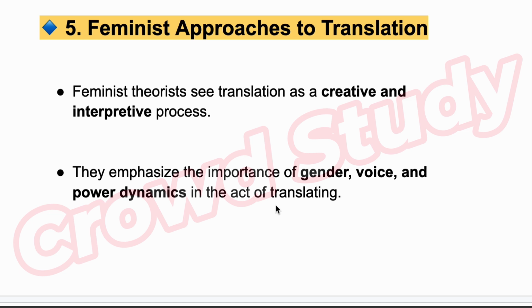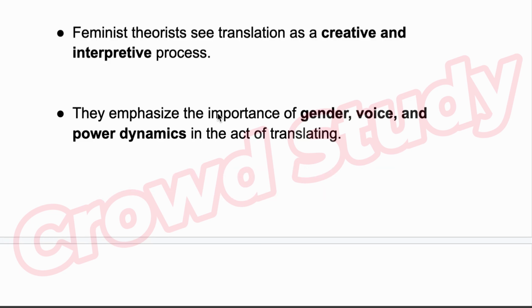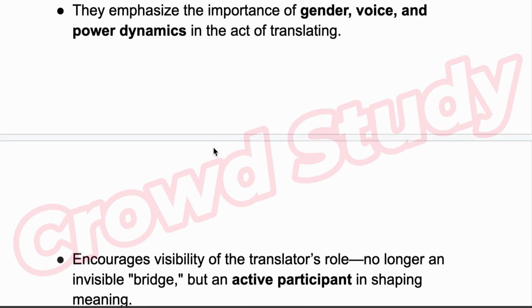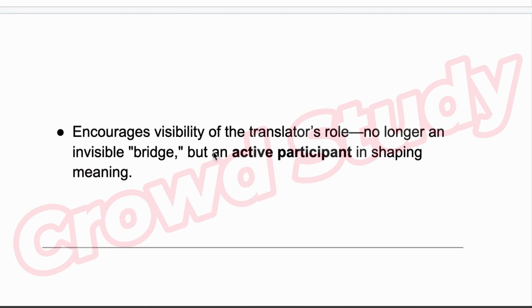Number 5. Feminist approaches to translation. Feminist theories see translation as a creative and interpretive process. They emphasize the importance of gender, voice and power dynamics in the act of translation. Encourages visibility of the translator's role, no longer an invisible bridge but an active participant in shaping meaning.